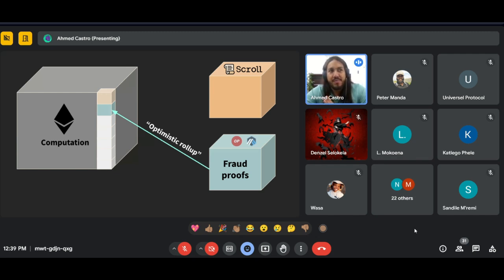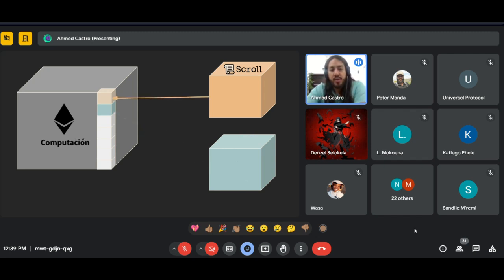You just have to give a prudent amount of time, enough time for someone to check if everything is correct. And if no one proved that something was incorrect, you can basically have the transactions sent as canonical and finalized on Ethereum and accepted on Ethereum layer 1. So they're super good. They help with scaling, but the problem is that the finality time right now is around a week. Yeah, a week is the amount of time that we define as enough for someone to prove that a transaction was incorrect.